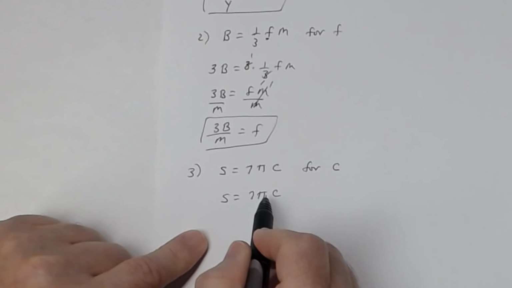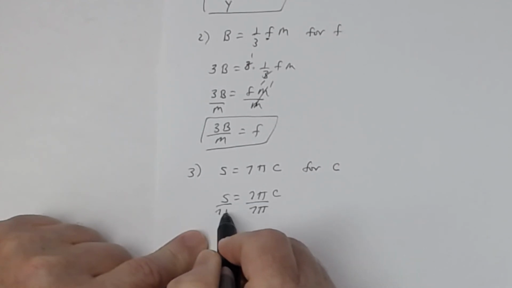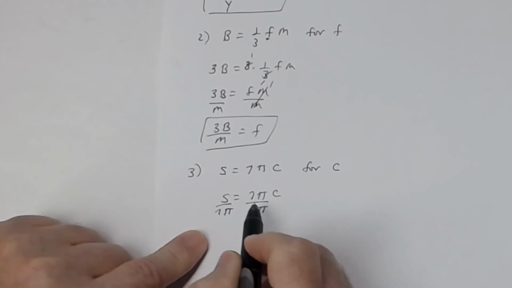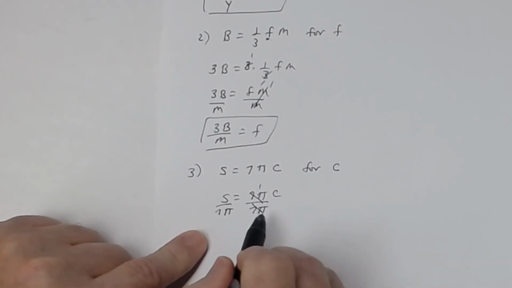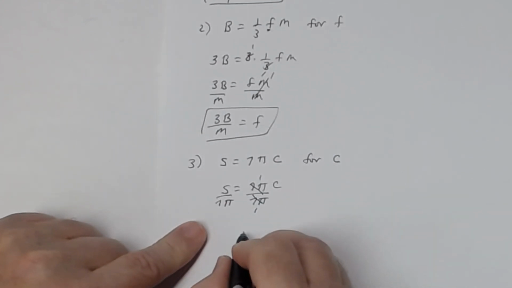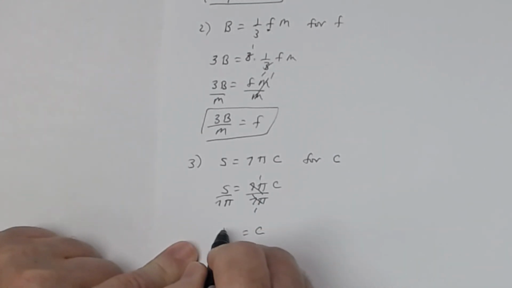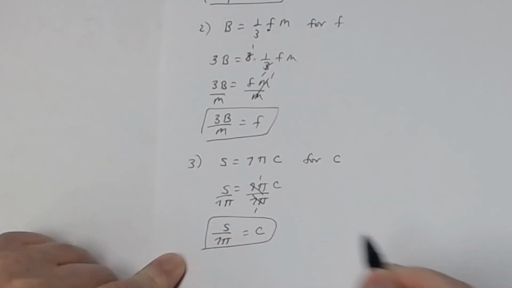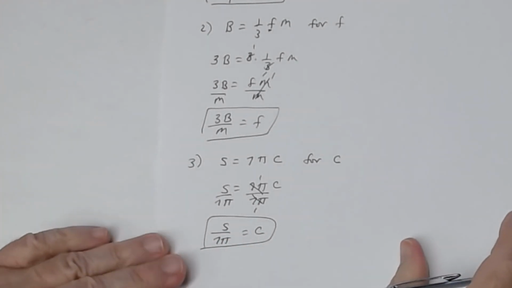Well, I'm taking this factor and I'm multiplying it by C. The opposite of multiplication is division. So I'm going to divide both sides by 7 pi. And then 7 pi divided by 7 pi is 1. You get factors of 1. And then 1 times C is C. And you get C equals S divided by 7 pi. And there's your answer. All right, so that's number 3.